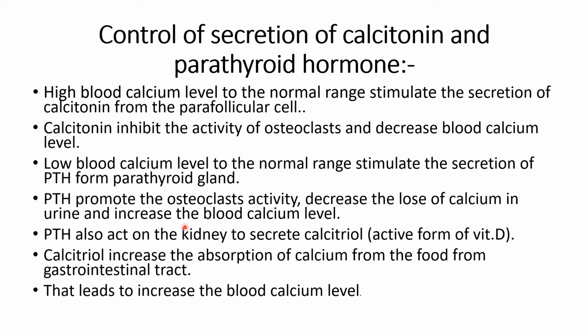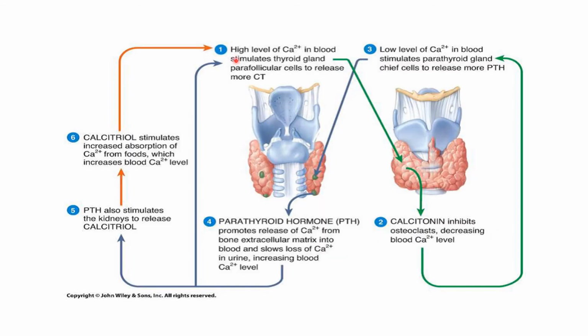and by this process the calcium ion concentration is increased in the blood. Then parathyroid hormone also acts on the kidney to secrete calcitriol, the active form of vitamin D, and this active form of vitamin D increases the absorption of calcium from the food present in the intestinal tract, and that leads to an increase in the blood level of calcium to the normal range.